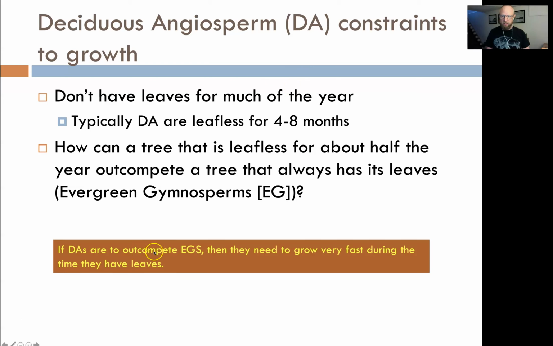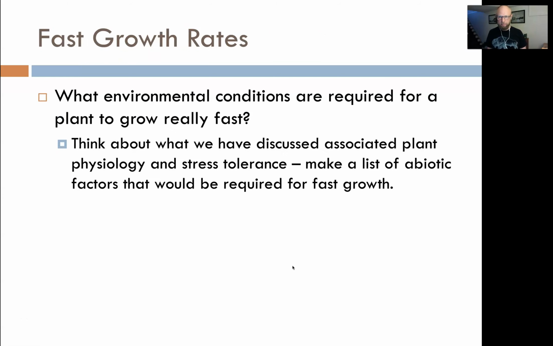So the take-home message here is, in order to outcompete evergreen gymnosperms while without your leaves for part of the year, when you do have your leaves, you need to be growing at the maximum capacity of a plant. So let's think about the environmental conditions that are required to support really fast growth. We've talked about lots of reasons that would prevent plants from growing their fastest, so we'll flip that around.